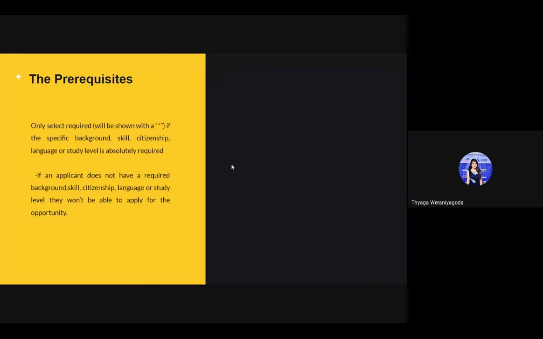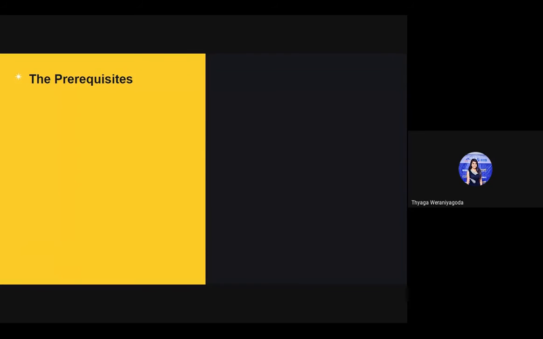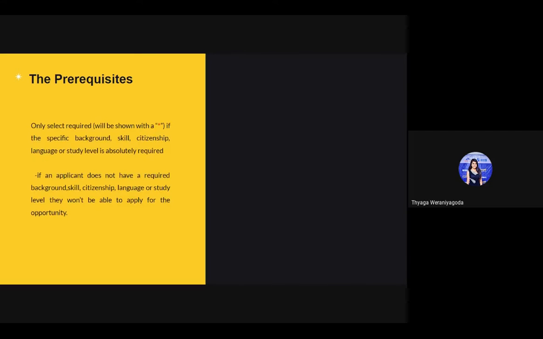Right. Here comes the last one, the prerequisites. Prerequisites represent all the criteria that the applicant should match in order to be qualified for the opportunity. It is like the backgrounds, the skills, the citizenship, the languages, the study levels, those kinds of things. These are things that should be a must for the EP to apply. So here in the prerequisites, we have 2, that is the required and the preferred.